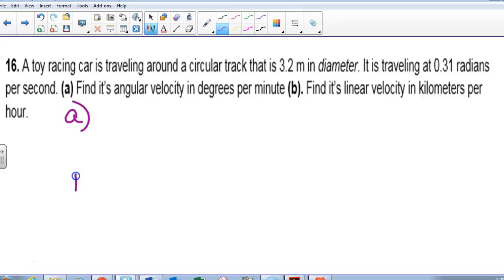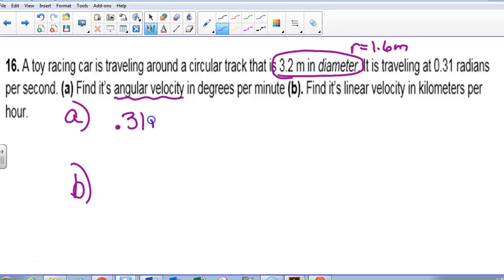Angular velocity in degrees per minute and linear velocity in kilometers per hour. What do we know? 3.2 in diameter makes the radius 1.6. Do we need the radius for the angular velocity? No, and honestly, we're halfway there. They have 0.31 radians per second. They want it in degrees per minute.